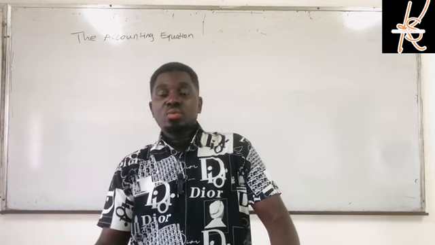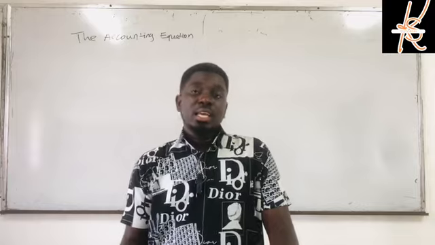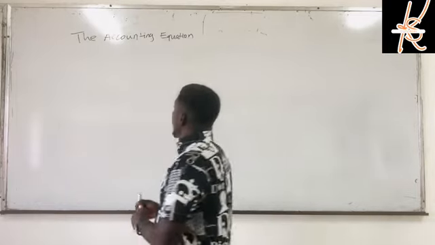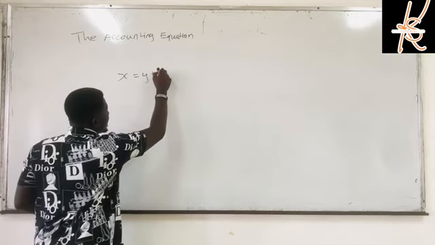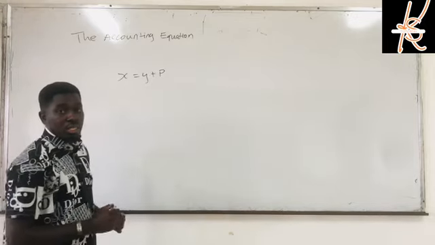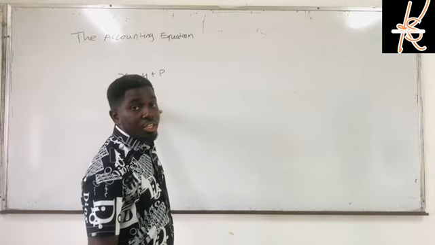On today's episode, we'll be talking about the accounting equation. What is the accounting equation? The accounting equation is where we add our liability and our capital to get our assets. In mathematics, we have an equation like x is equal to y plus, let's say, p. This is an equation. We have different types of equations, but this is a simple linear equation.